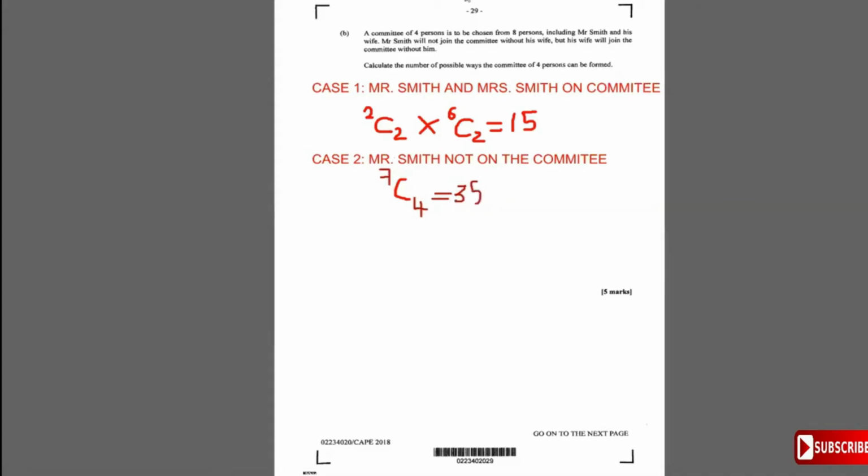And so that's it. And so the total possibilities is equal to 15 plus 35, which equals 50. That's the total number of ways this committee can be formed. Nice and easy.